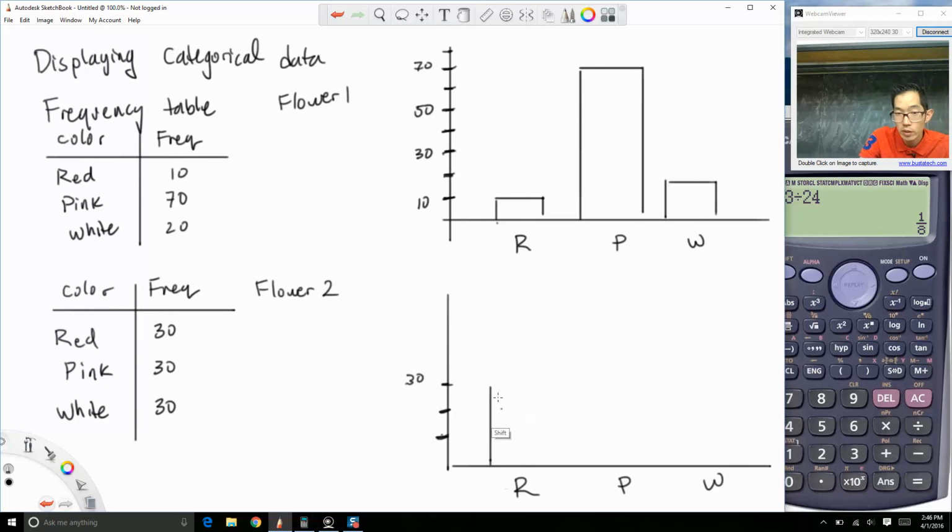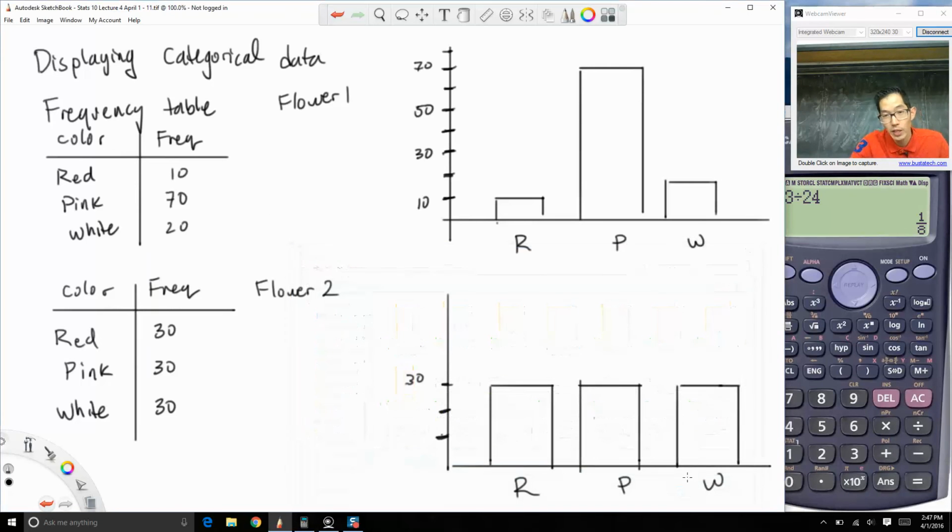Okay, so we have this. And the question I pose to you guys is, which flower has more variation in color? Flower 1 or flower 2? Which one has more variation in color?